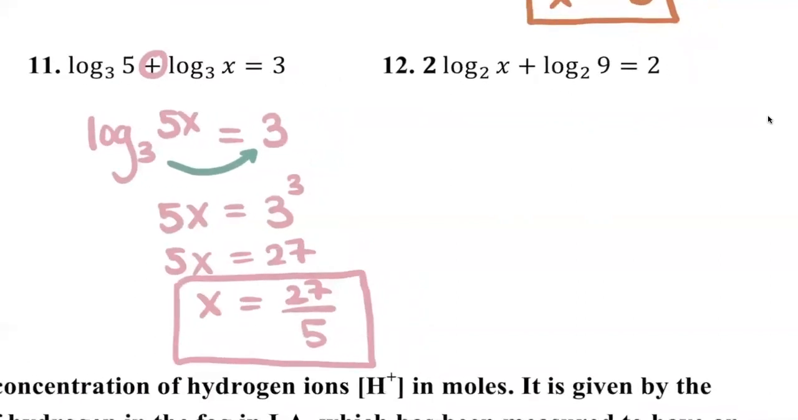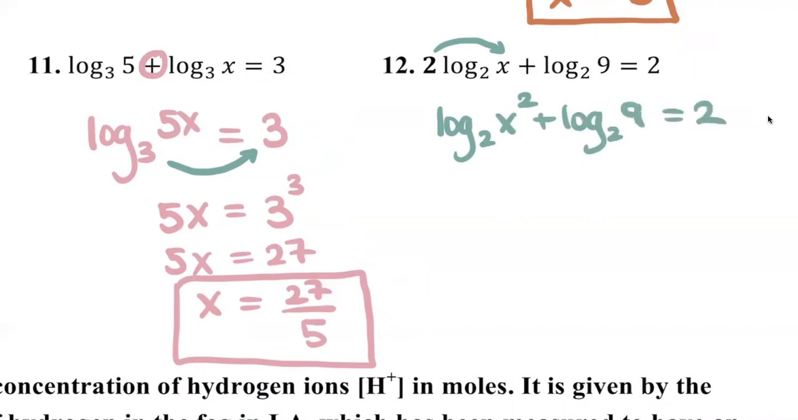All right, and lastly, number 12. We have a few things happening. Okay, so first I can bring up the 2, and this will be log base 2 of x squared plus log base 2 of 9. And because it's plus, I can multiply the argument. So this is log base 2 of 9 times x squared is equal to 2.